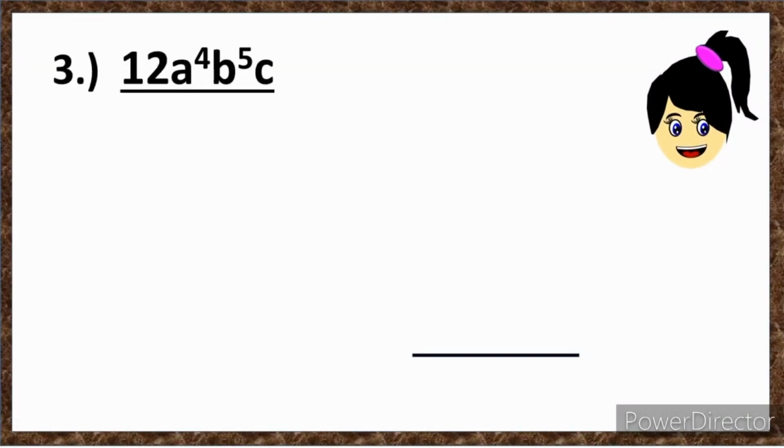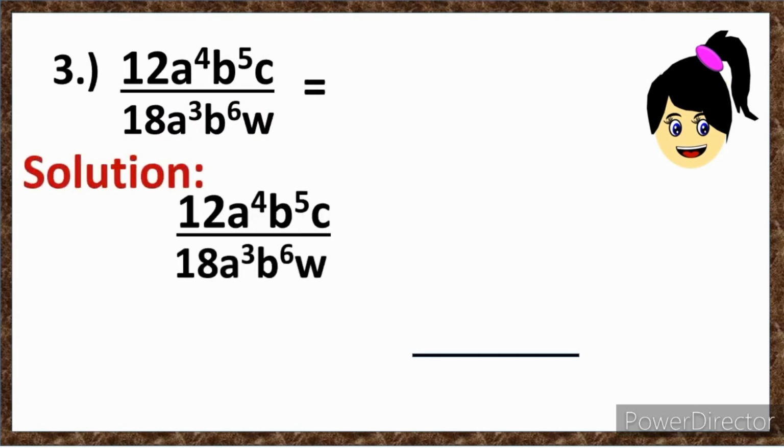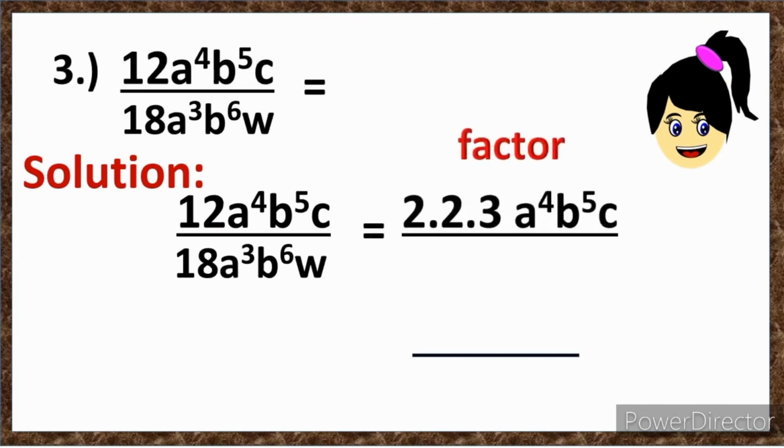Let's have an example, number 3: 12a raised to 4 b raised to 5 c all over 18a cubed b raised to 6 w. In this situation, the first step is to factor the numerical coefficients of the numerator and the denominator. The factor of 12 is 2 times 2 times 3, and then a raised to 4, b raised to 5, c. All over, the factor of 18 is 2 times 3 times 3. Then we have a cubed, b raised to 6, w.